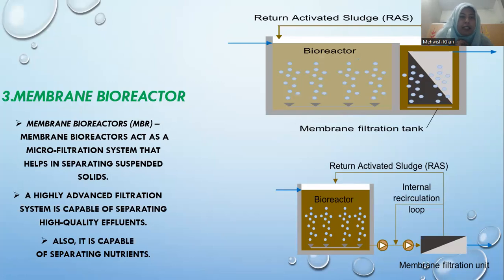And basically, the term membrane means it will use either an ultrafiltration process or a microfilter membrane to filter the solid waste from the water. How does it filter? It acts as a microfiltration system. Micro means it will not allow even a small, minute quantity of micro solids, and it separates suspended solids as well.